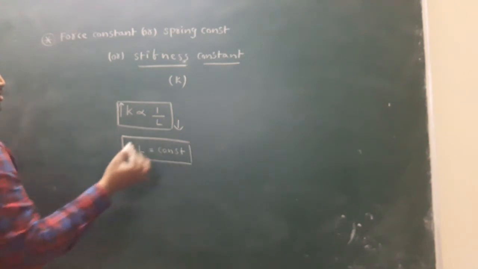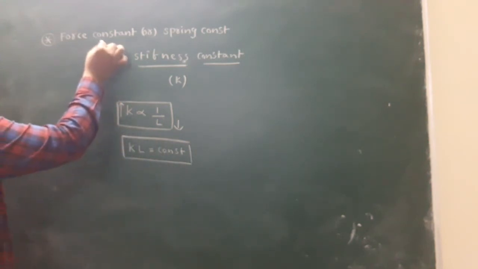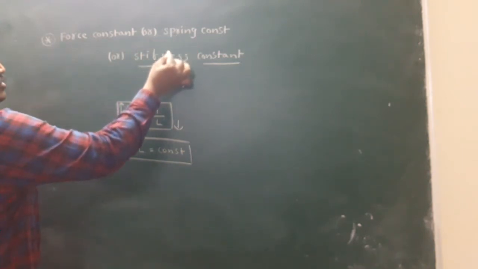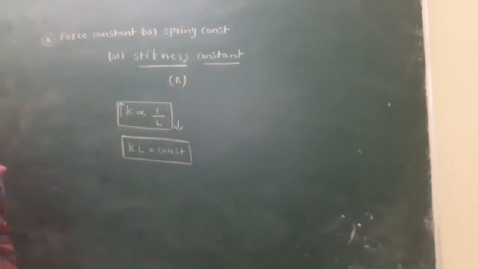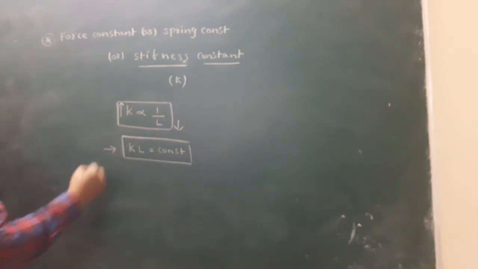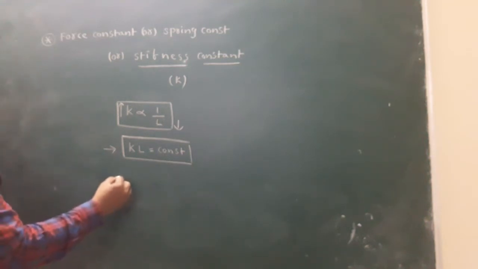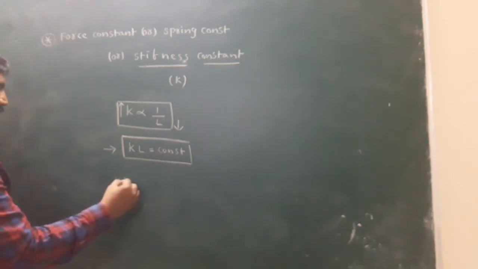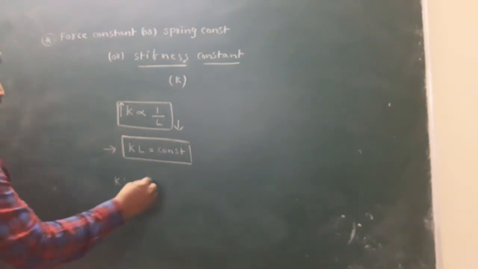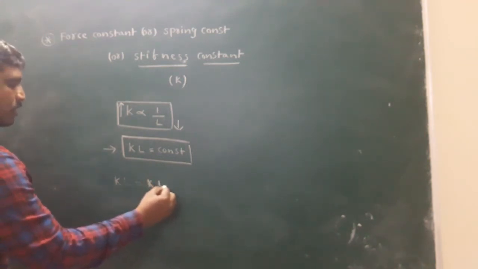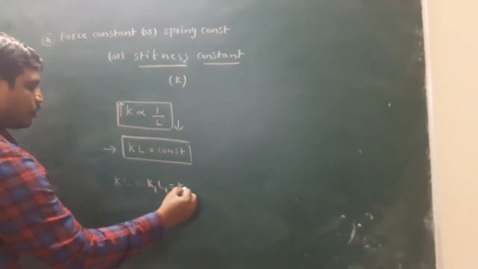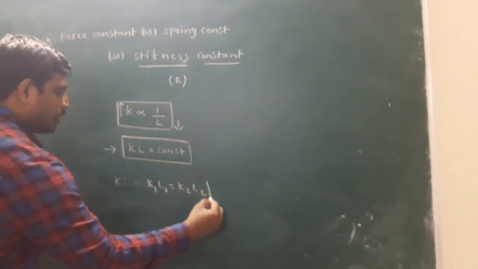KL is constant. Force constant, spring constant, stiffness constant. It is denoted by K. Simply, KL is constant. We know Boyle's law: PV is constant, we write P1 V1 equal to P2 V2. Simply, K1 L1 equal to K2 L2.